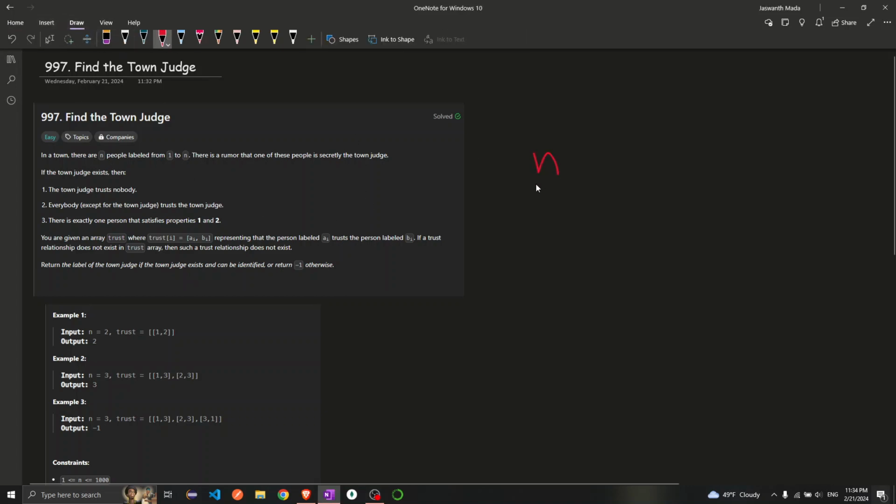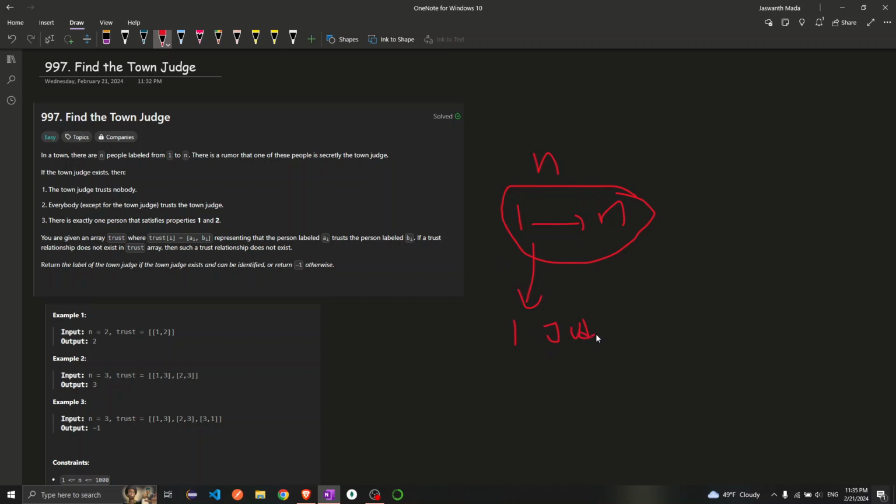There are n people whose numbering is from 1 to n, and there is a rumor that one of these people is secretly the town judge. In these n people there is one guy who is a judge of the entire town, right? If the town judge exists, there may not be the judge.